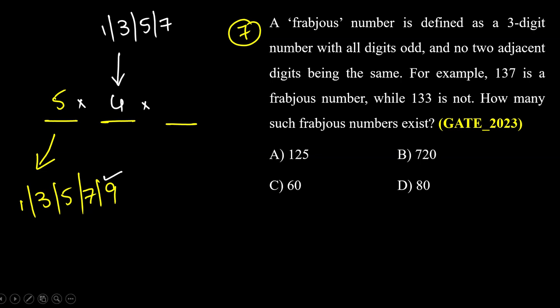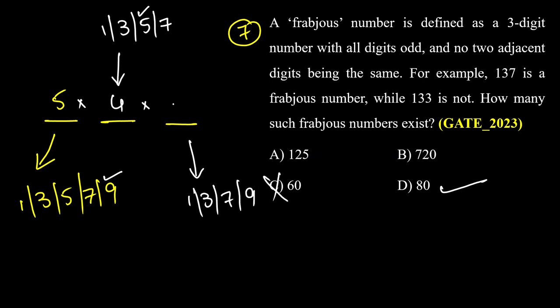Many are saying 60 is the answer, but the answer is 80. That is why I am waiting. 60 means there is no fun. But 80, why sir? See, here let us say I am using 5. Leftmost is 9, middle number 5. Now for the rightmost, how many ways can I fill this? 1, 3, 7, 9 is allowed here.